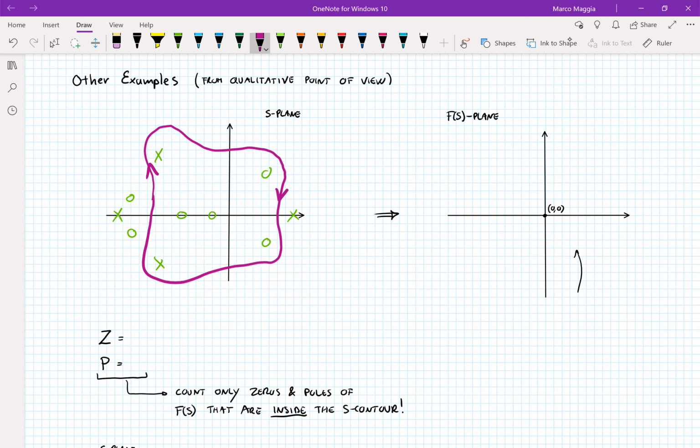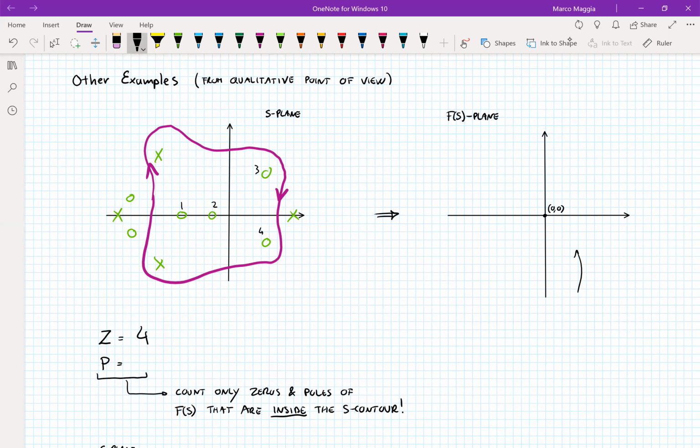So can we predict how many times the origin in the f of s plane is going to be encircled? Of course we can. All we need to do is to count the number of zeros and the number of poles that are within the s contour. So how many zeros are within the contour? We have 1, 2, 3, and 4. So Z is equal to 4. Once again, pay attention. Z is not the total number of zeros because the total number of zeros is 6, but only 4 of them are enclosed. So Z is equal to 4.